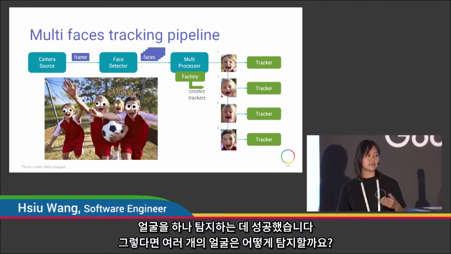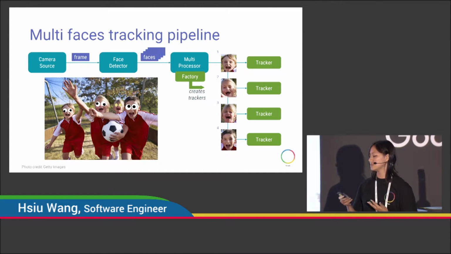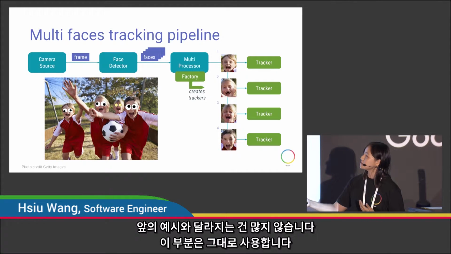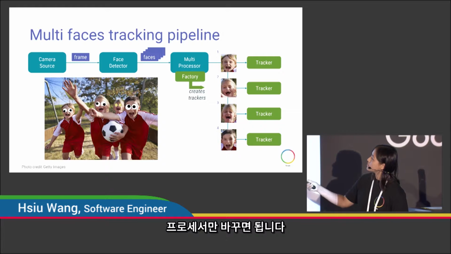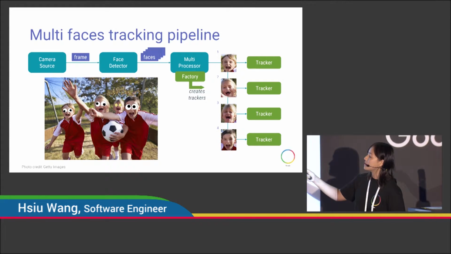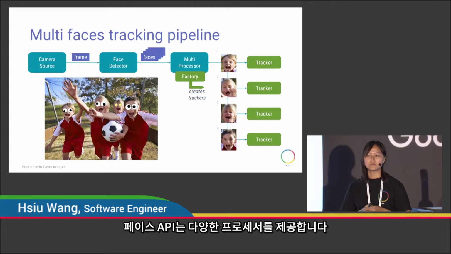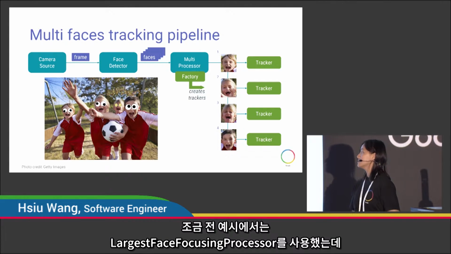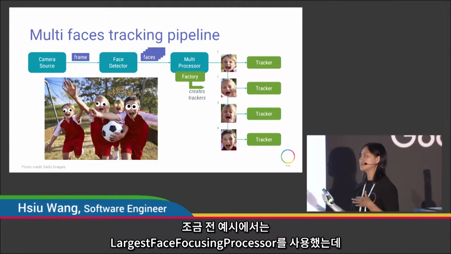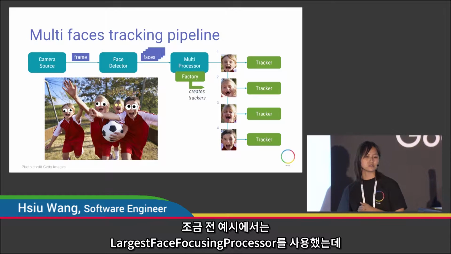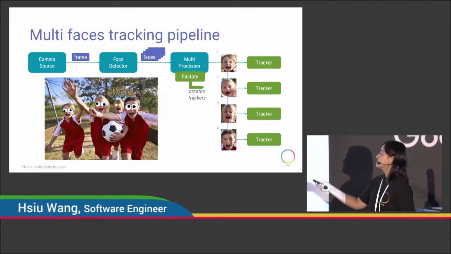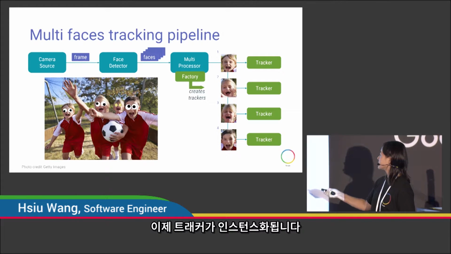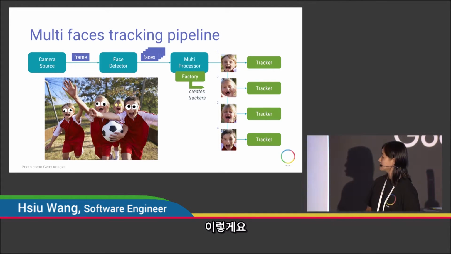So that was all great. That's how we detect one single face. How do you do multiple face detection? And this is how. Very similar to before, this portion all stays the same. The only change you want to make is the processor. The API provides a lot of different types of processors. So the largest face focusing processor, which is the one we just used, can simply be replaced with the multiprocessor. And then you will instantiate the tracker like so.